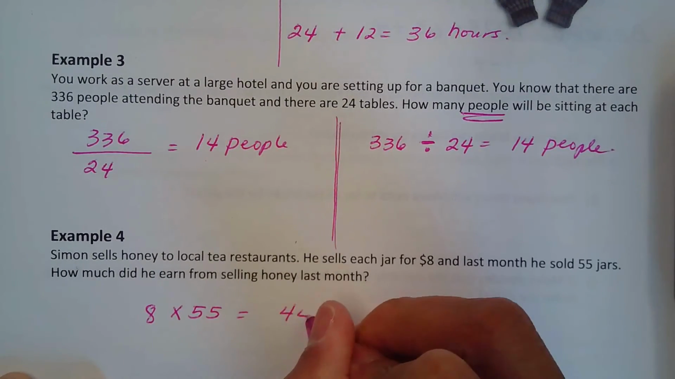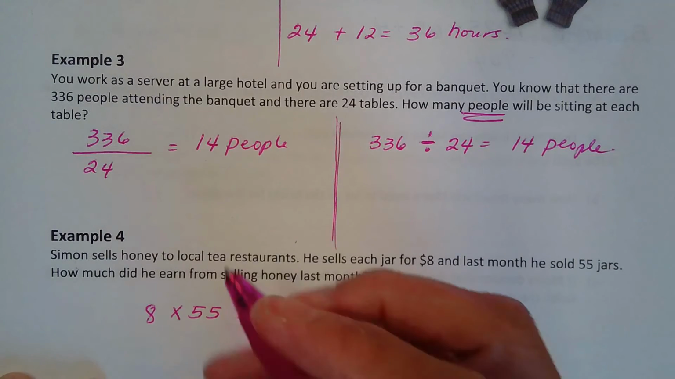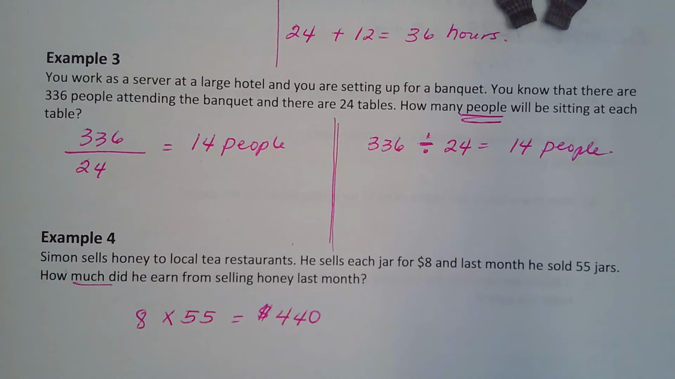440. Okay, what's a unit here? What's the unit that we're going to write down? Dollars, right? Dollars. It says how much, so it's an amount of money, so it's $440.